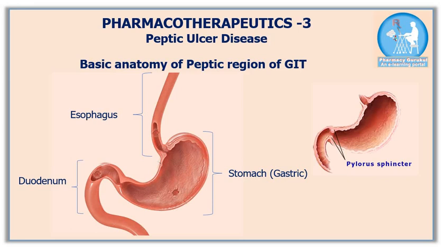Here is the basic anatomy of the peptic region of the GIT. This hollow muscular tube is known as the esophagus. This portion is the stomach and this portion is the duodenum.